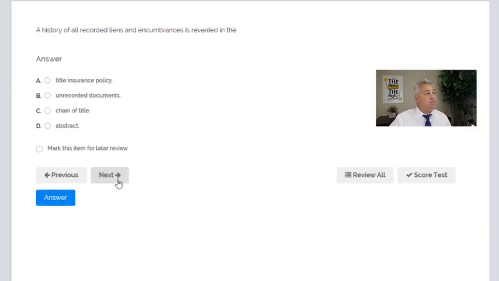Next question. A history of all recorded liens and encumbrances is revealed in the A, title insurance policy, B, unrecorded documents, C, the chain of title, or D, the abstract.